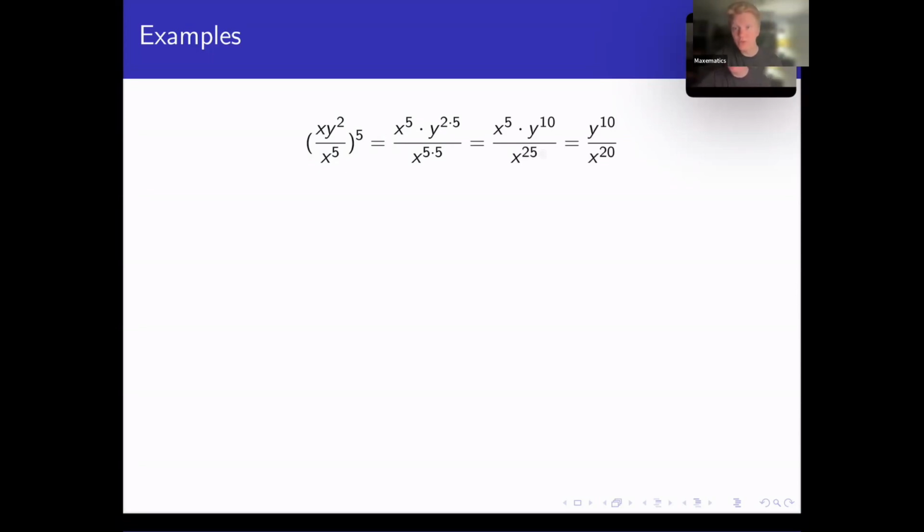If you also want to use the rules of division, you can do that too. You would have x to the 5th minus 25, 5 minus 25 is negative 20, and that x to the negative 20 would come down.